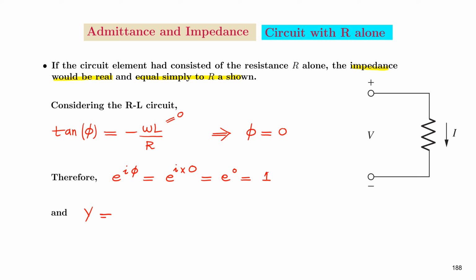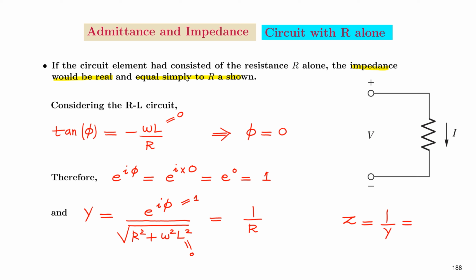We'll take the expression for admittance from a RL circuit and then write Y as equal to e raised to i phi divided by square root of R square plus omega square L square. In this case, L is 0 and e raised to i phi is 1. Therefore, this expression simply reduces to 1 over R. So admittance is 1 over R, and we see that the impedance, which is 1 over Y, is equal to R. The voltage current relationship now becomes Ohm's law, V equal to Ri.